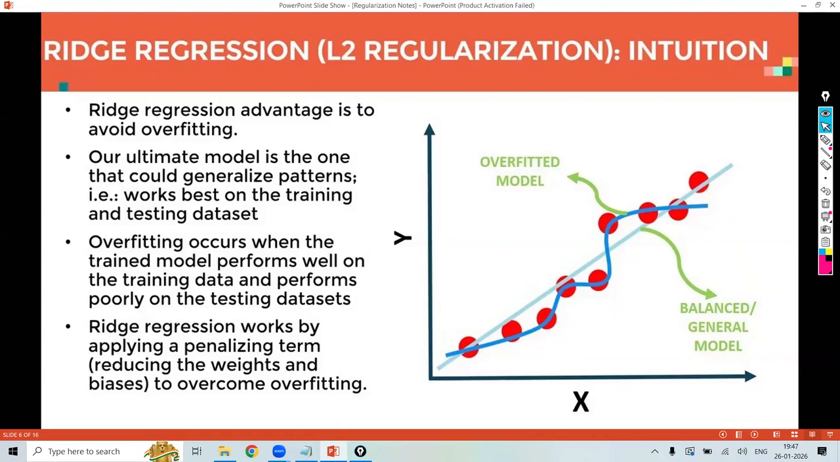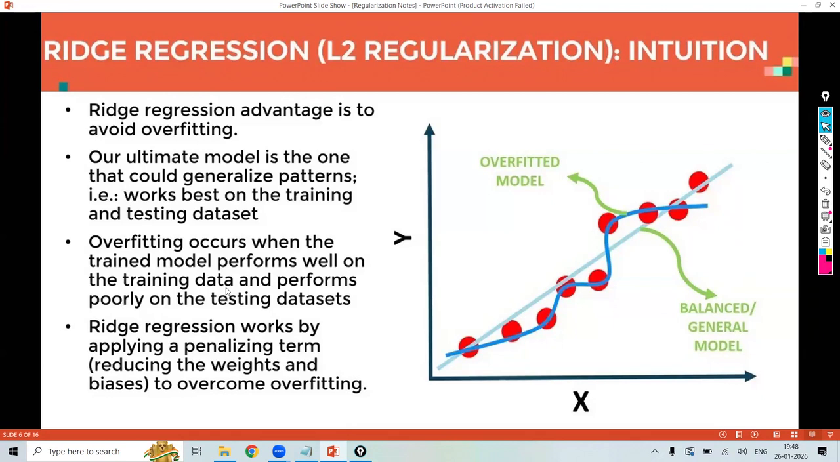In the non-linear regression, what happened is train accuracy is very high. It is basically focusing on the train data. But my requirement is what? Train data, at the same time, testing also should be good. Overfitting occurs only when the model performs well on the train data.